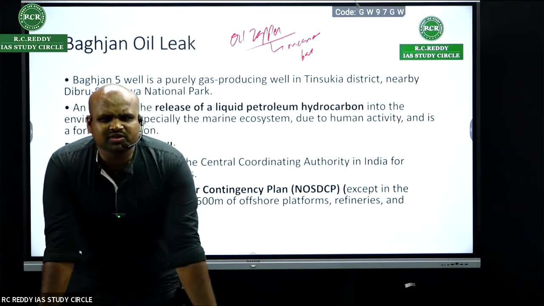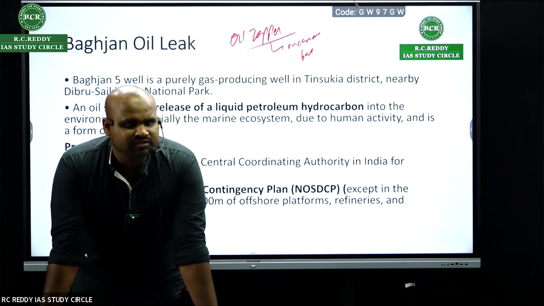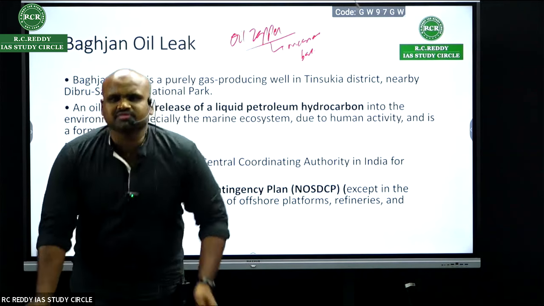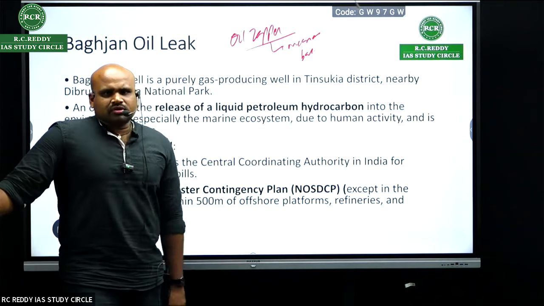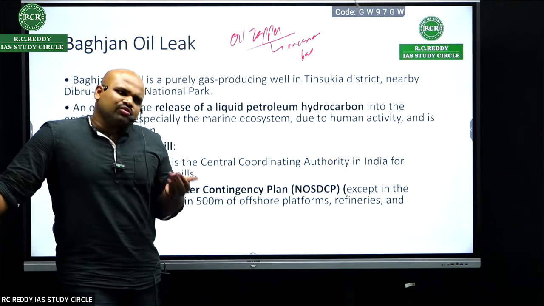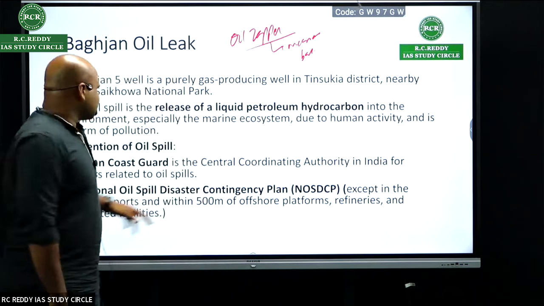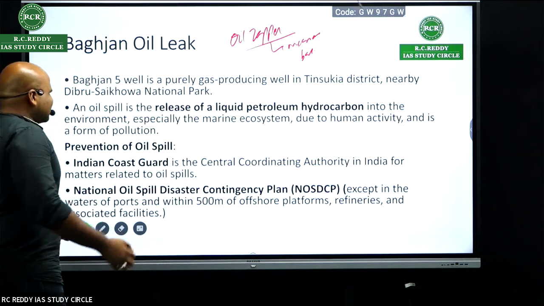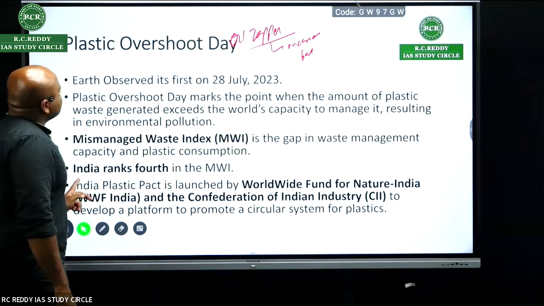In situ simply means what? It is the site of generation of waste. When I observe this treatment happening at the site of the generation of waste, I call it as in situ. Ex situ is what? Outside the site of generation of the waste is what is called as ex situ remediation process, right? So this is one small thing that you'll have to remember. Bakika, you see, Indian Coast Guard happens to be the in charge for this.